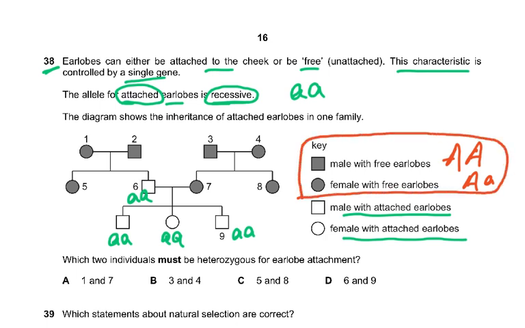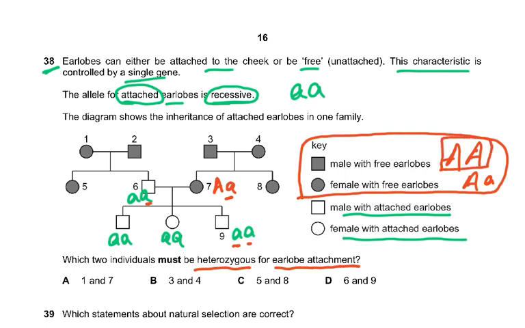Now which two individuals must be heterozygous for earlobe attachment? If you have written it the way I have done it, then you can all figure it out. You have to understand 7 has to be big A, small a. Why? Because there's one small a coming here and one small a coming here. That's why you've got these small a, small a. So 7 has to be big A, small a, cannot be big A, big A.